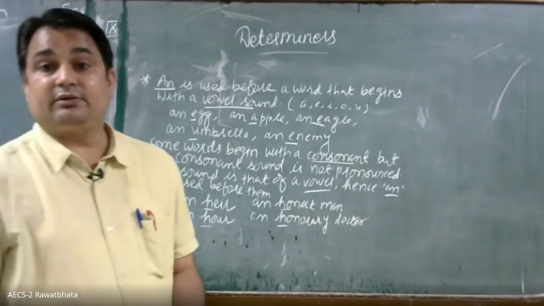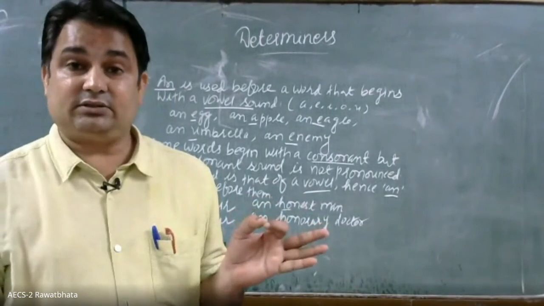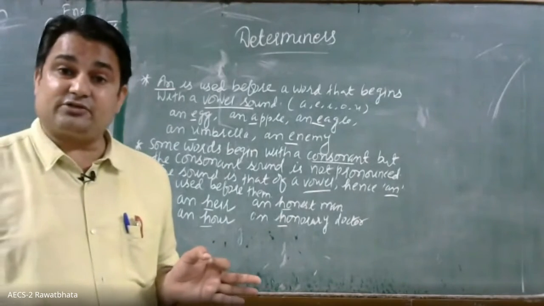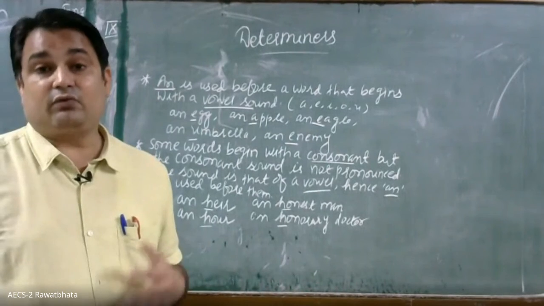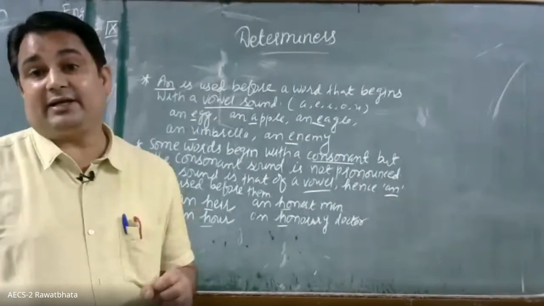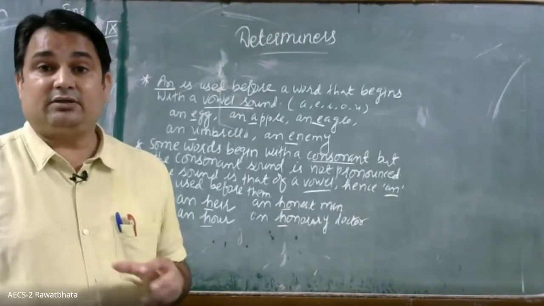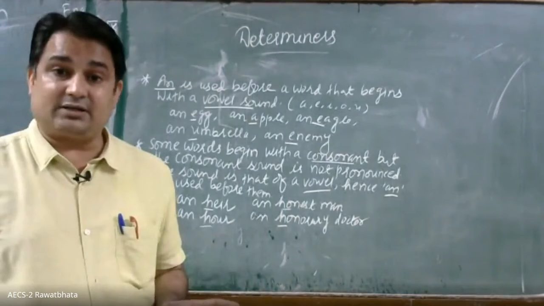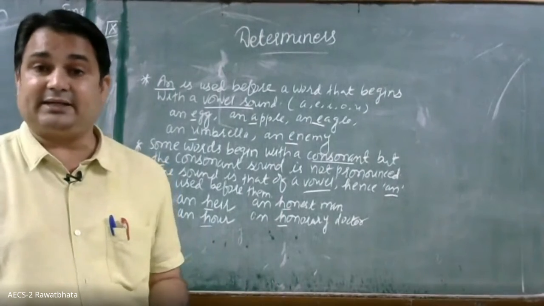So children, what we have discussed so far: what are determiners? Is the definition of determiners clear to you? Yes, sir. They are used before nouns. For what are they used before nouns? To limit their meaning. Determiners are used before nouns to limit their meanings. So they are noun markers. So we have to identify what is used as a noun marker, that is a determiner.